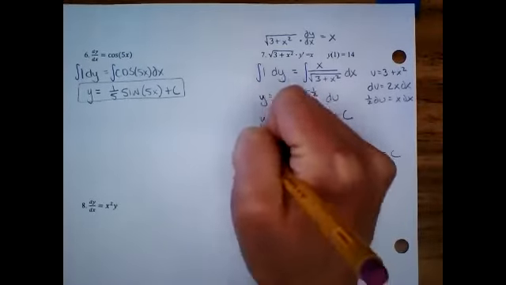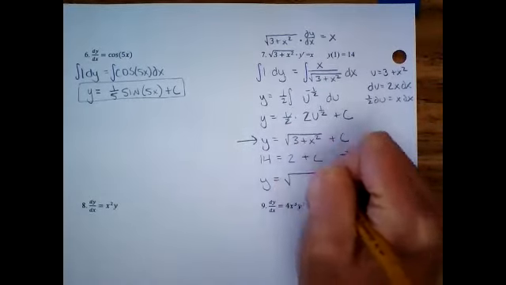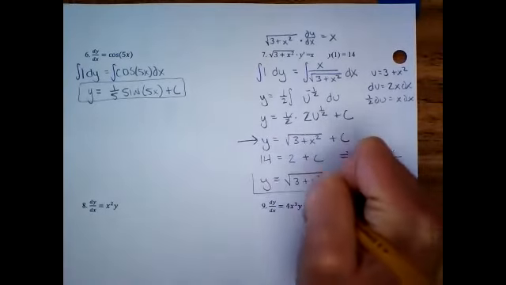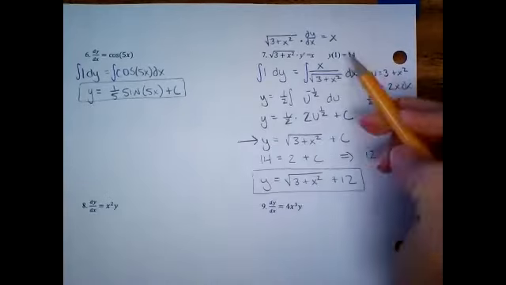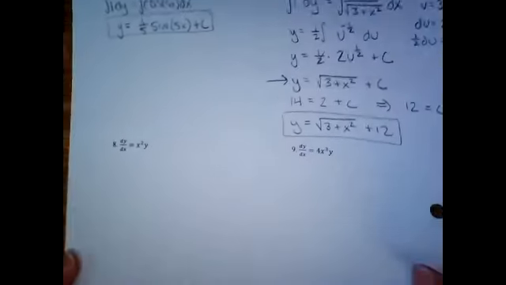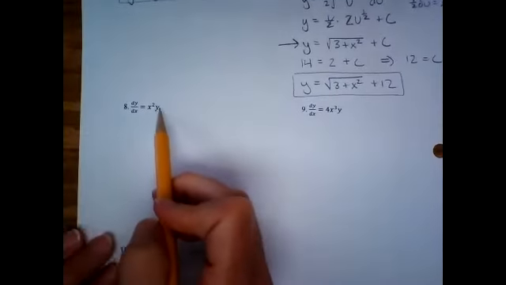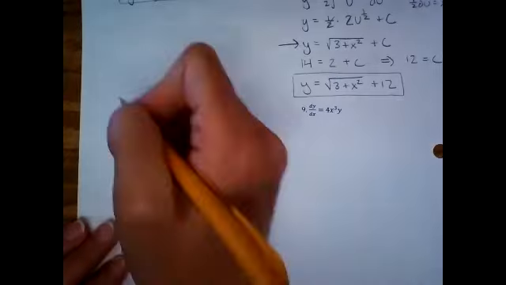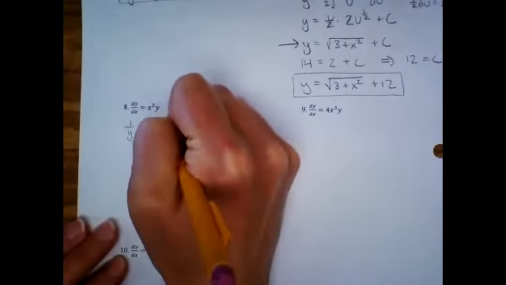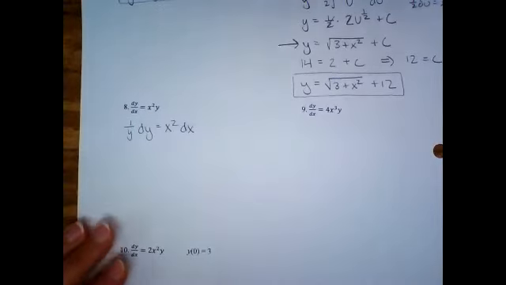So I'm going to recopy this line, but put in 12 for c. And so that is our one particular solution for this initial condition. All right, number 8, separating the variables. We're going to divide over the y, so that'll be 1 over y dy, then multiply over the dx, so x squared dx.